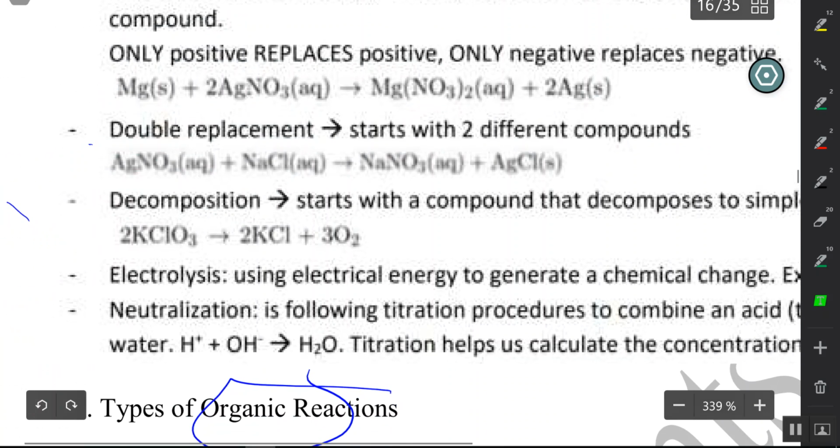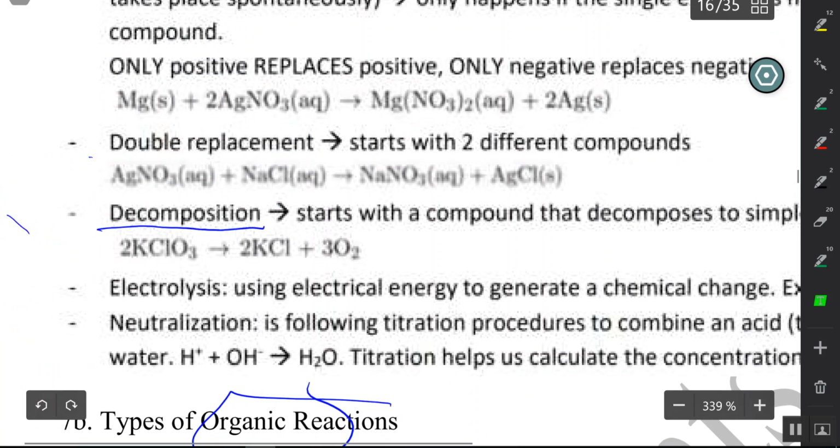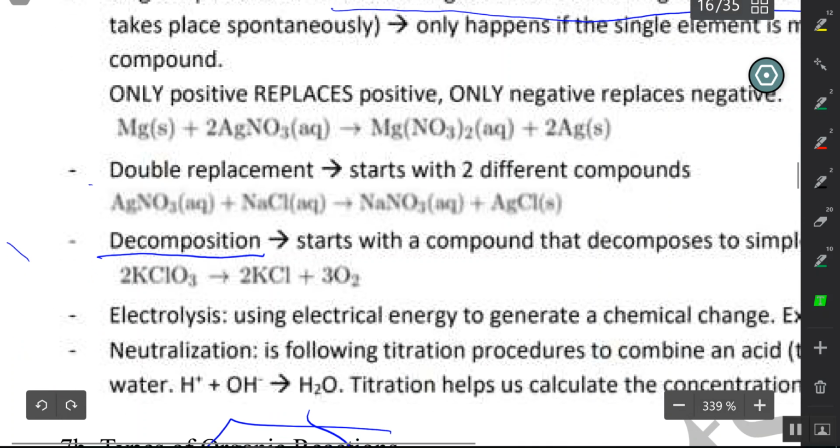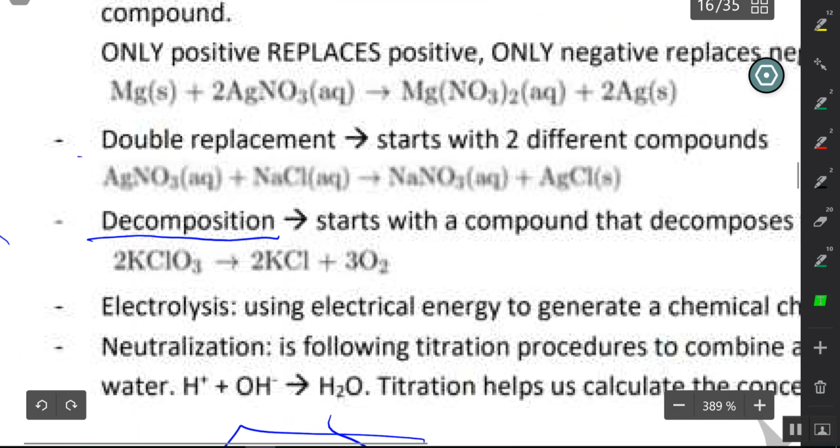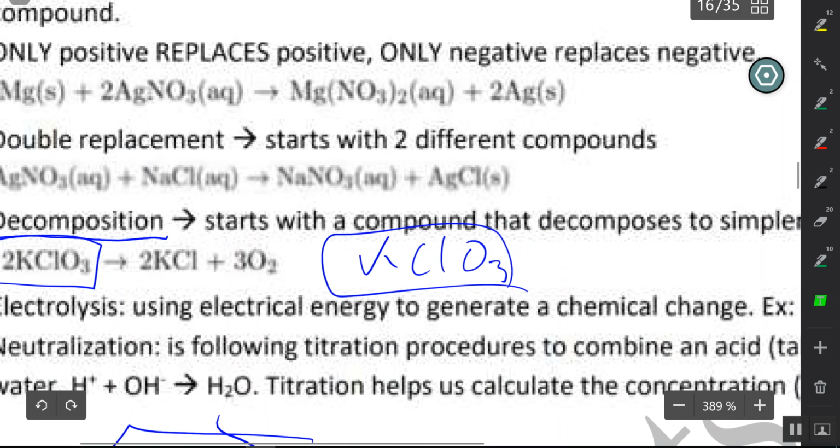Next, we have decomposition, and decomposition is really the opposite of synthesis. So if in synthesis you synthesize something new, in decomposition you break down what you have into simpler substances. Here's an example. KClO3. KClO3 was one single compound. It starts usually with a single compound that breaks down into two different substances. So here we broke down into KCl and O, oxygen. Okay.